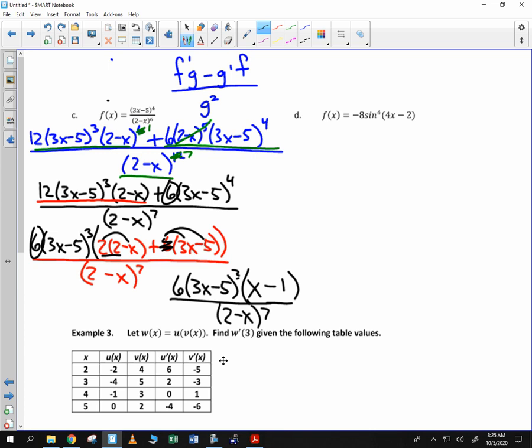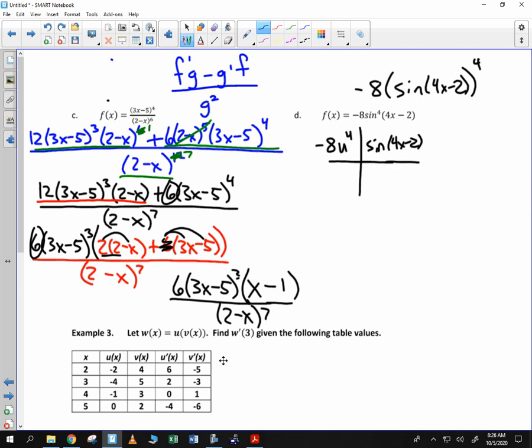I read this as negative 8 times sine of 4x minus 2 raised to the 4th power. So notice as we set it up, you're used to looking on the inside right away. When you have multiple rules, a lot of times it's easiest to set up the outside. Negative 8 u to the 4th. The inside is sine of 4x minus 2.